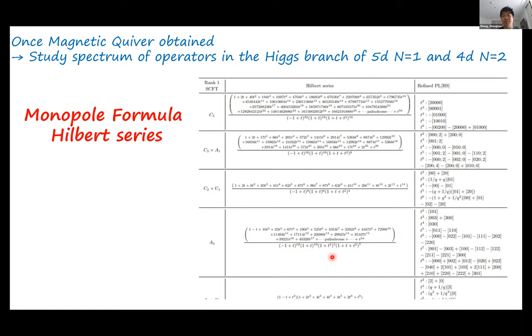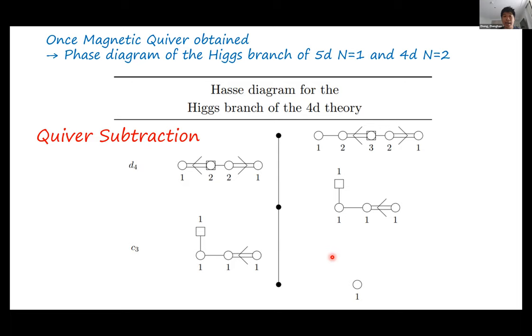Or if you want to understand the phase diagram or Hasse diagram of the Higgs branch of the 5D or 4D theories, no problem. We have the magnetic quivers, and we can use an operation called quiver subtraction, which precisely gives us the Hasse diagram of the moduli space. So here we have the Higgs branch Hasse diagram, or phase diagram, of the 4D N=2 SCFTs which we looked at. Just to summarize, I showed you how we can obtain magnetic quivers made of unitary gauge groups or orthosymplectic gauge groups. And we also showed that once we have the magnetic quivers, we can learn a lot of information from them, such as computing the Hilbert series or drawing the Hasse diagrams. Thank you.